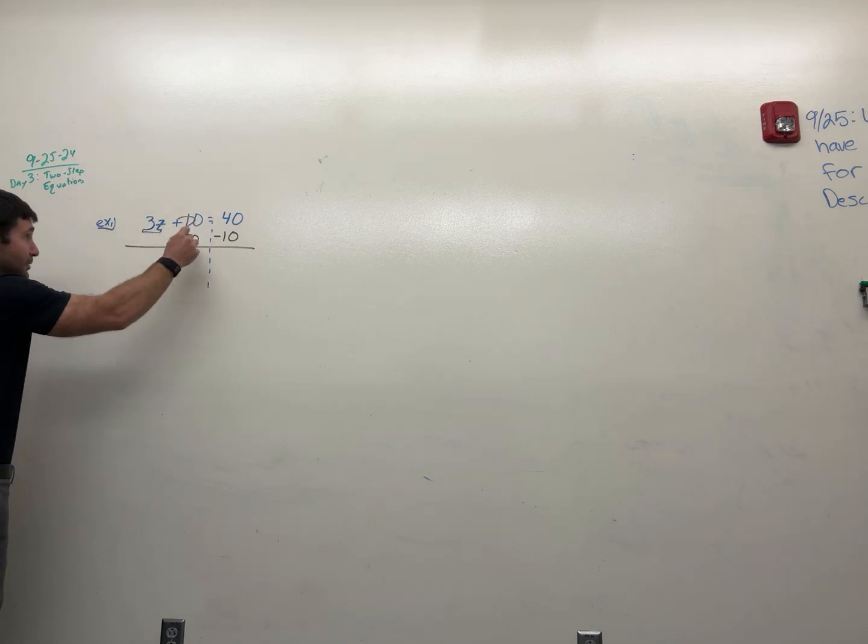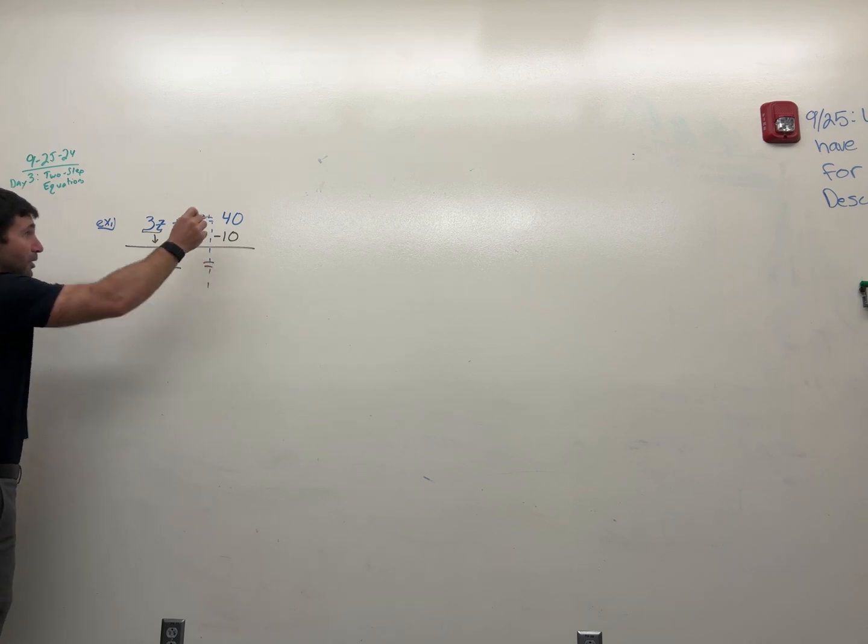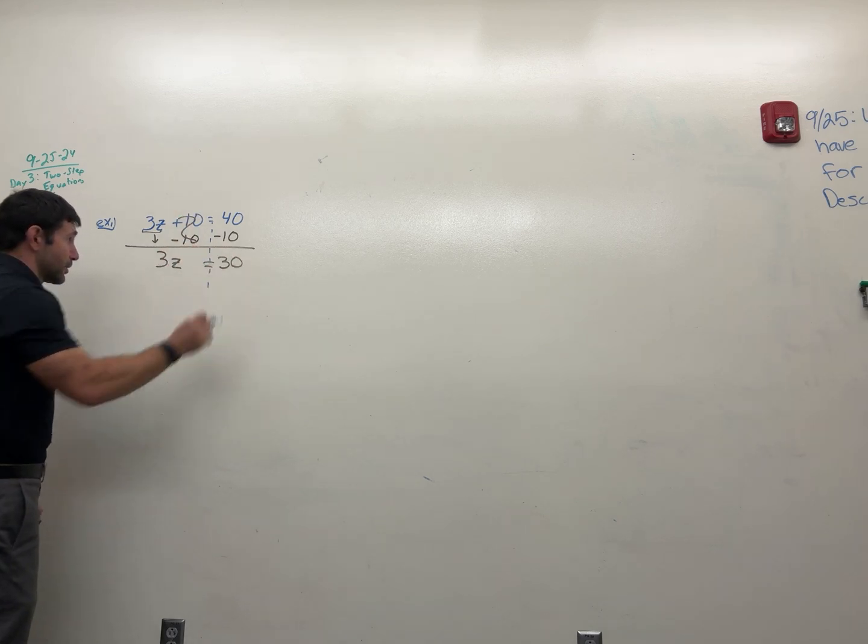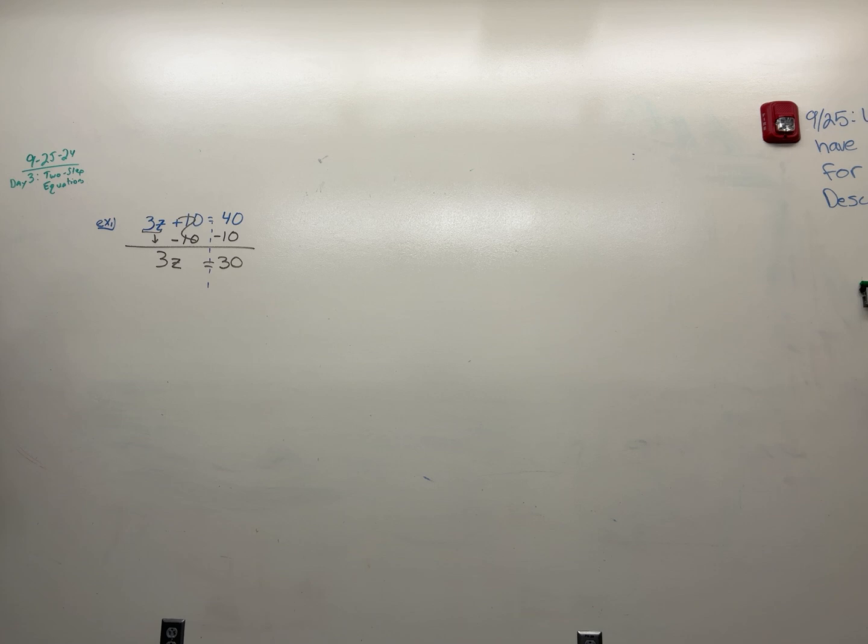10 minus 10 is 0. 0 plus 3z is 3z. 3z equals 30. Are we done? No, because z isn't by itself. Kendall, how do we get z by itself? Does it say 3 plus z? This is 3 multiplied by z.